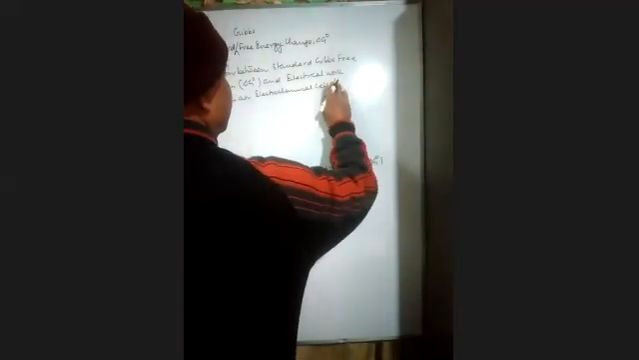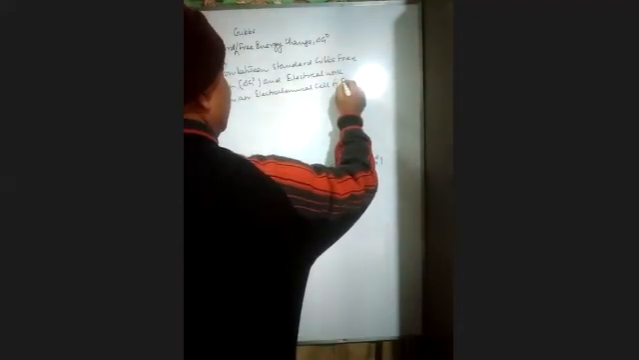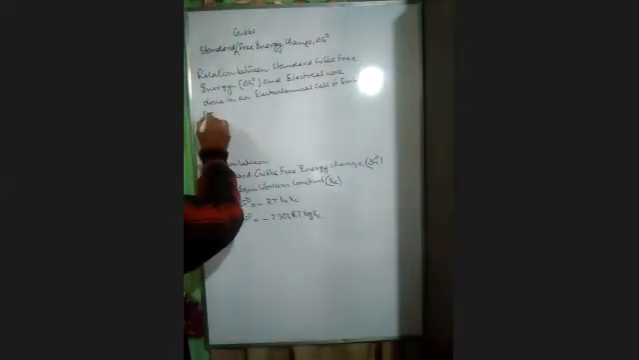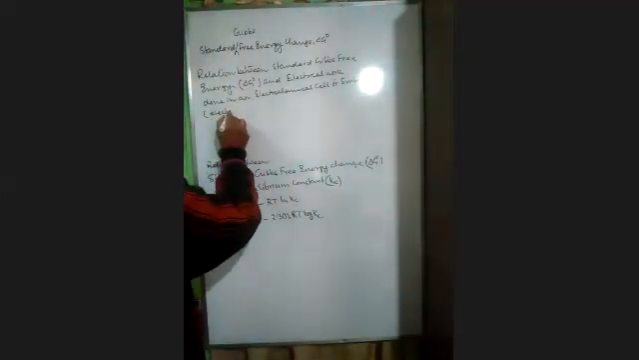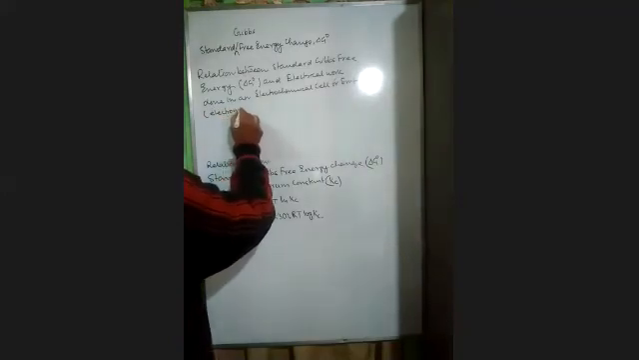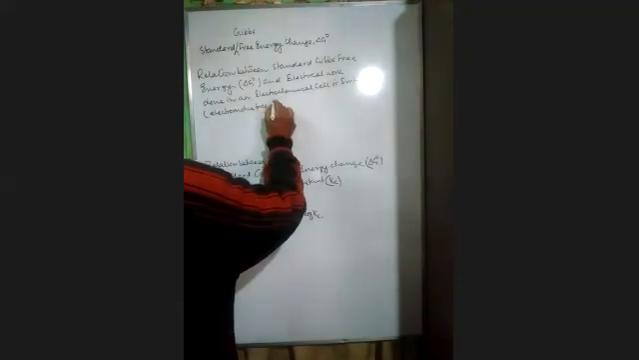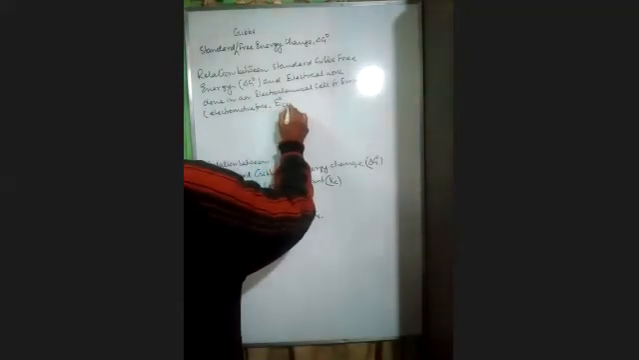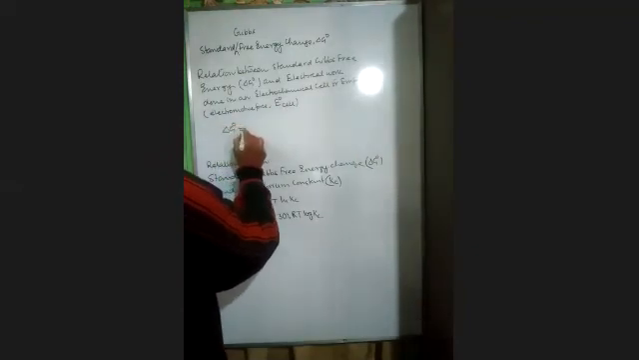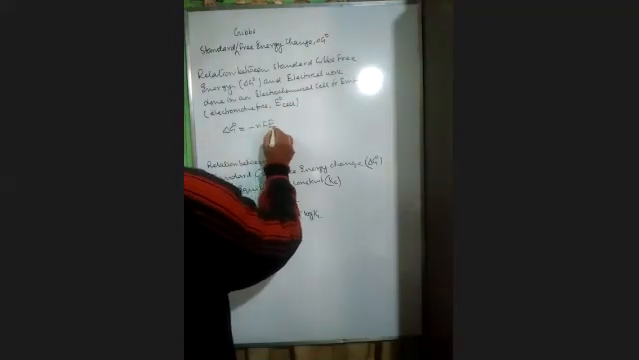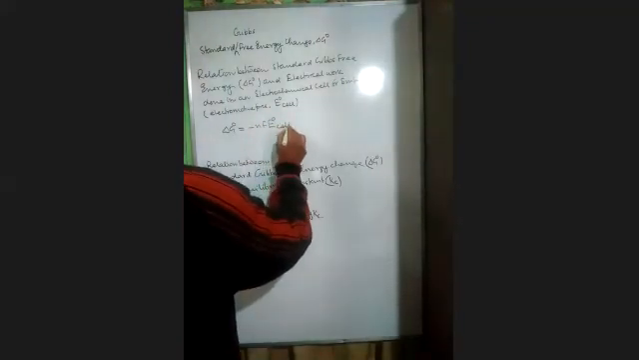We call it E0 cell or EMF, electromotive force. E0 cell is related to delta G0 by delta G0 equals minus nF E0 cell.